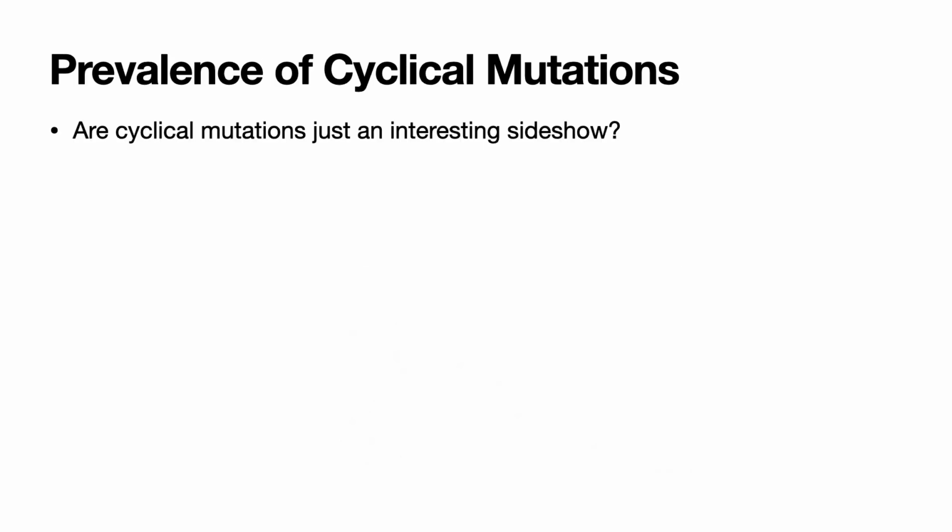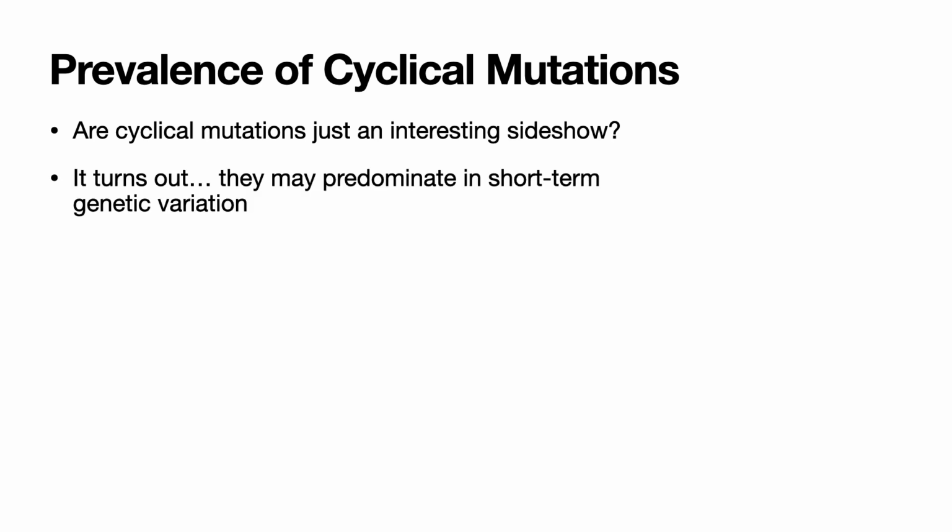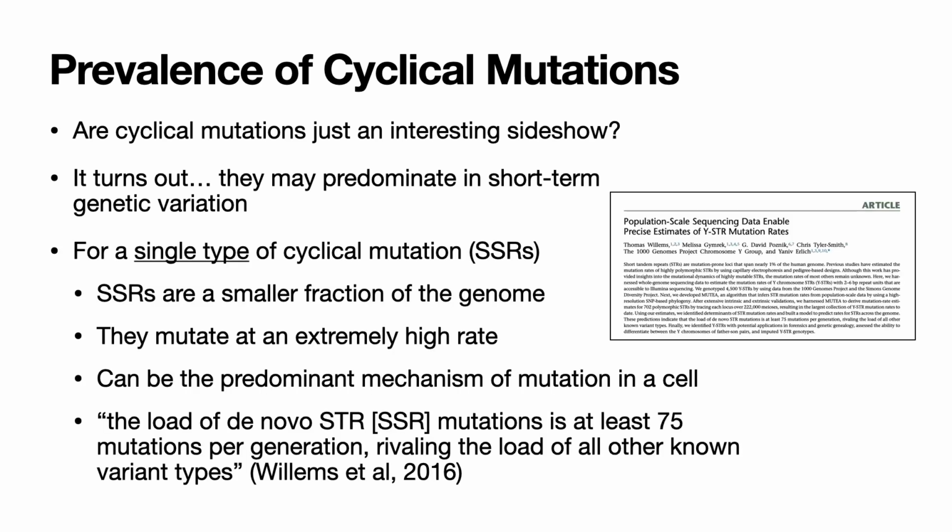So the question is, are cyclical mutations just an interesting sideshow? Well, it turns out they actually might predominate, at least in short-term genetic variation. So for a single type of cyclical mutation, these simple sequence repeats, even though they're a fairly small fraction of the genome, they actually mutate at an extremely high rate. In fact, they can actually be the predominant mechanism of mutation in a cell. So for the human genome, we found that the load of de novo SSR mutations is at least 75 mutations per generation, rivaling the load of all other known variant types.